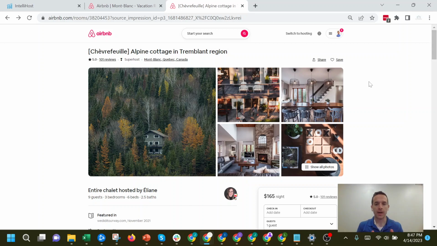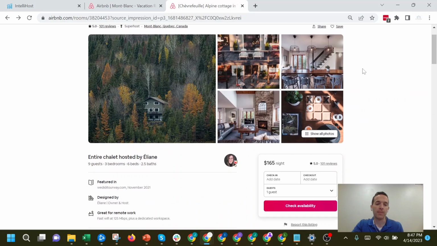And so this is a 3-bedroom property in Quebec, Canada. Eliane has a 5-star average with over 100 reviews. That's phenomenal. I don't know if I've ever seen that many reviews and an average of 5 stars. So hats off to you, Eliane.